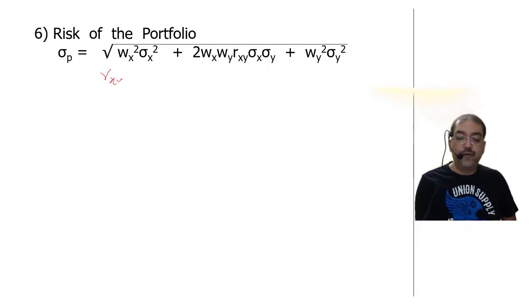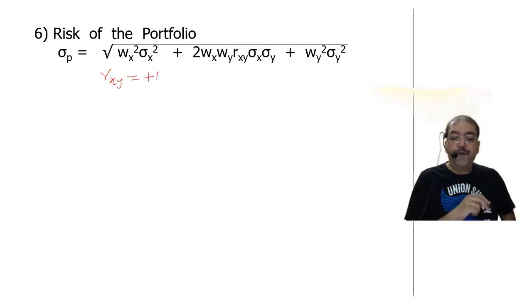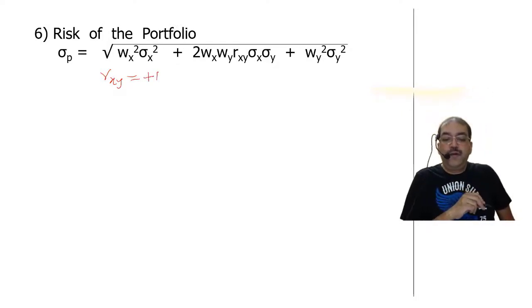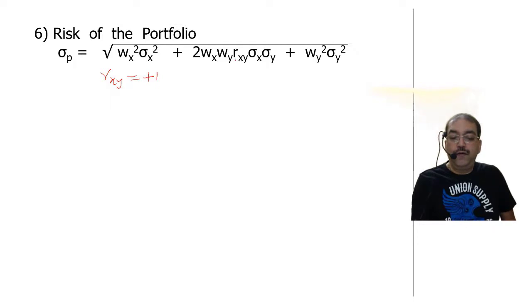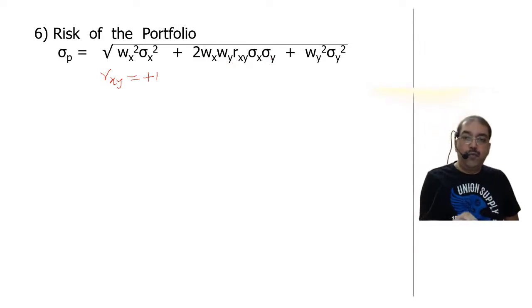Rxy, that is correlation coefficient, is perfect positive, +1. If it is +1, then what will happen? This will become +1. It is as good as not there. It will be 2 times weight of x, weight of y, sigma x, sigma y, because Rxy is 1. Now what is going to be the result of this? See like this. I am going to rewrite this.